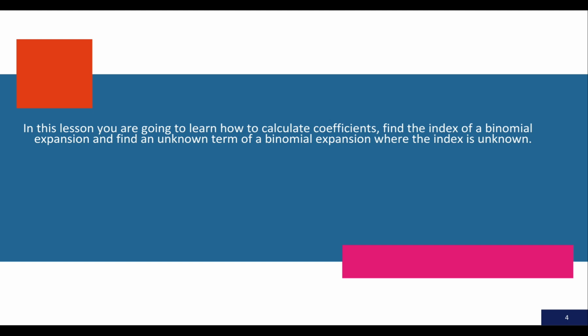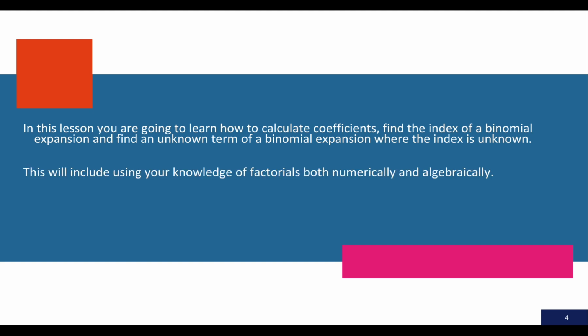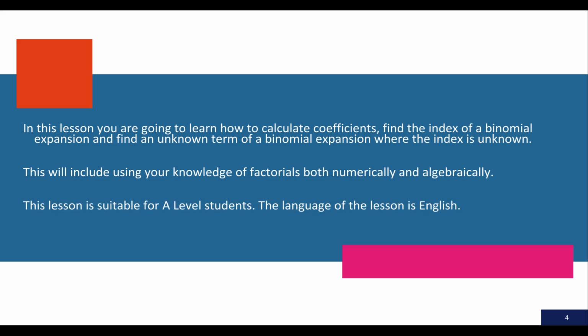In this lesson we're going to learn how to calculate coefficients, find the index of a binomial expansion, and find an unknown term of a binomial expansion where we know the index. Again, this will include your knowledge of factorials, both numerically and algebraically. This lesson is suitable for A-level students, the language is English, and it should take around 30 minutes.